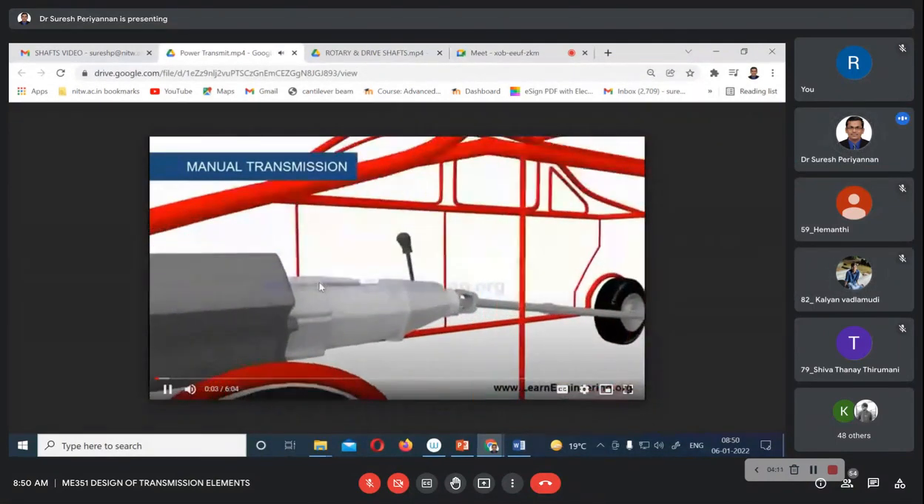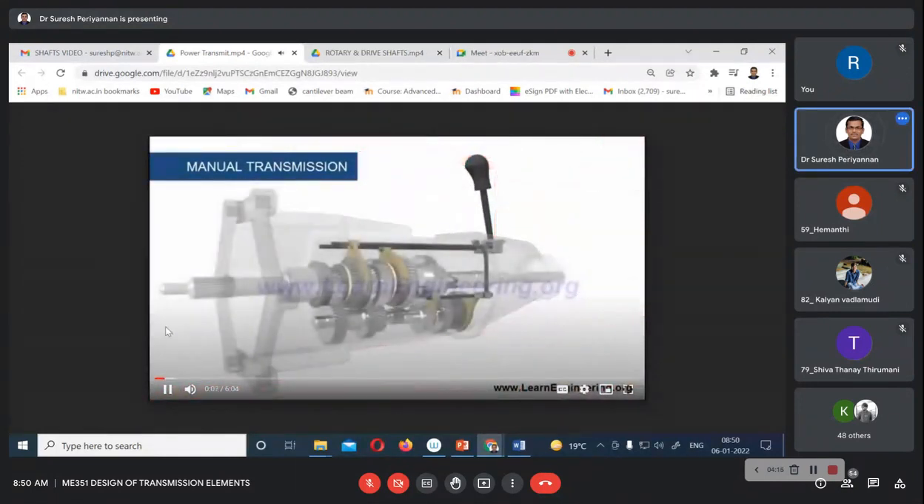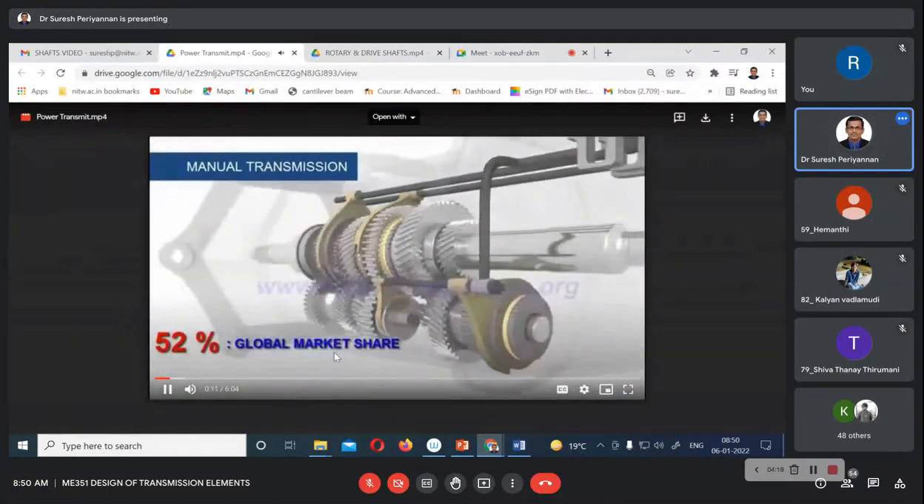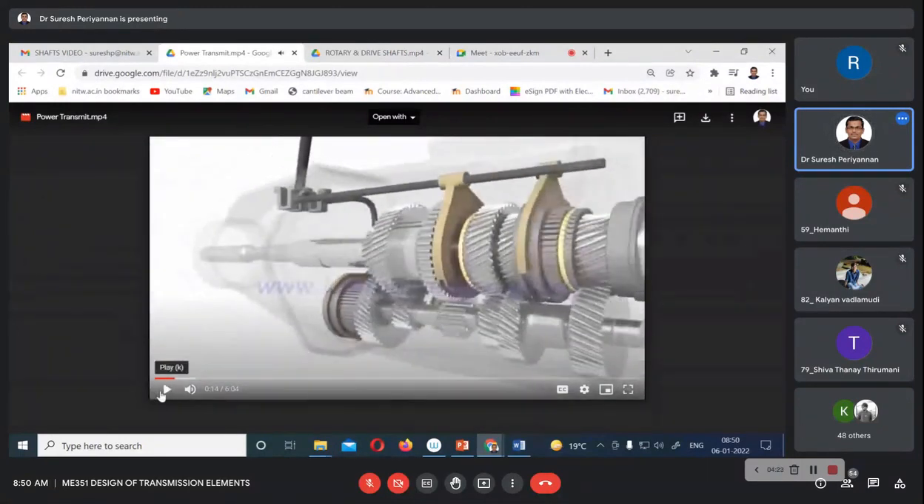Or simply a gearbox, has been serving automobiles well for many decades. Even today, it's the most popular form of transmission. In this video, we'll give a concept.